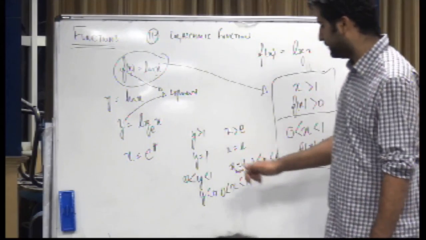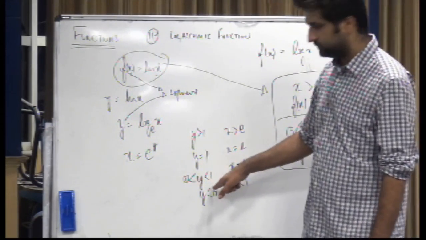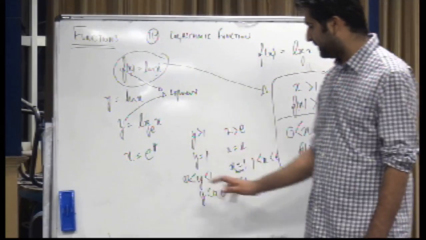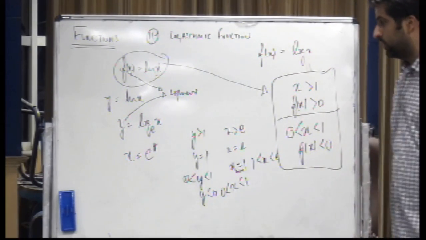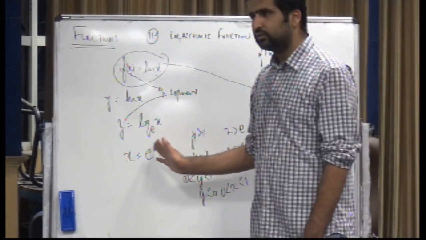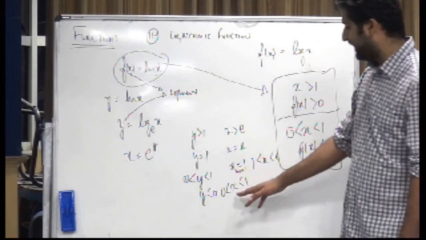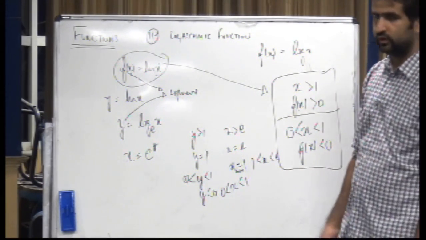You get x is equal to e. Put these boundary conditions, you get e to the power 1 and e to the power 0, which gives you 1 and e, right? But for all the negative values of y, you are getting x lies between 0 to 1. Okay, this is a fraction.